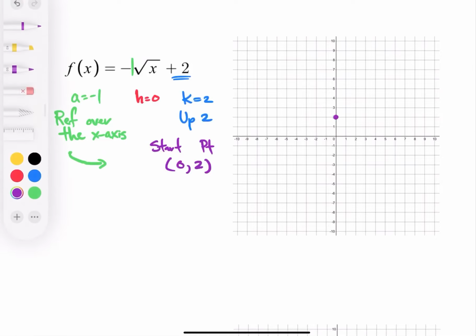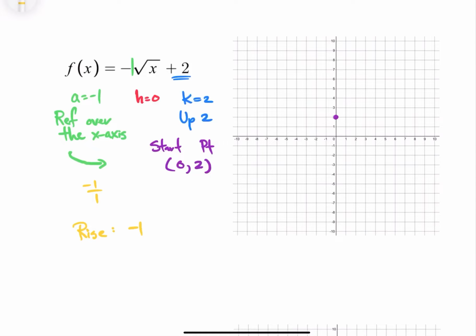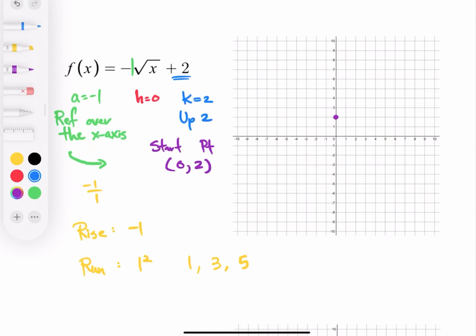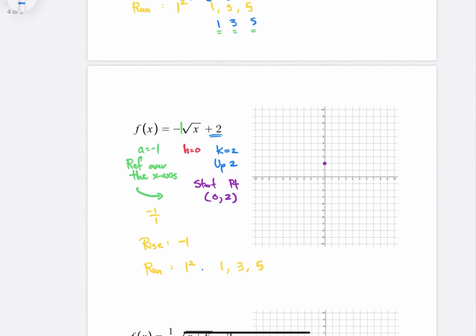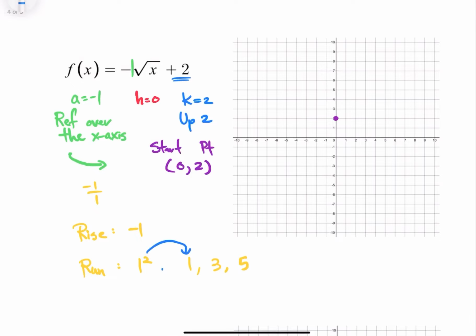And now we're going to go ahead and look for our rise and our run. So our a is -1, which is the same thing as -1 over 1, which means the rise is our numerator at -1, and the run is our denominator, which again is 1. We're going to square it and multiply it with our 1, 3, 5 trick. So once again, just like before, 1 squared is just 1, and we're just going to multiply that 1 with our 1, 3, 5. So that's bringing us right back to 1, 3, 5.